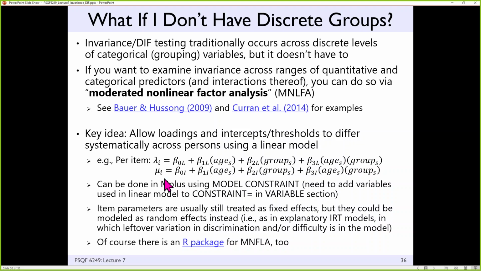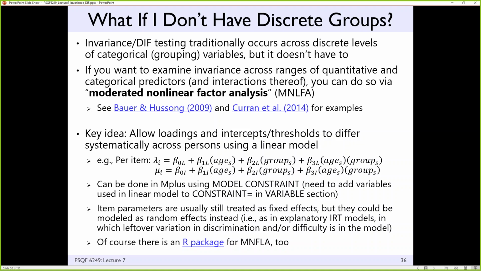Same thing with the intercepts, potentially same thing with the thresholds. So this is motivated by the world of explanatory item response models. It's the same premise. The only difference is that in the original formulation, they don't have any error terms at the end. They may have added it since then, but each of these assumes that the loading and the intercept is perfectly determined by this linear predictor, the same as what we do in testing group invariance, right?